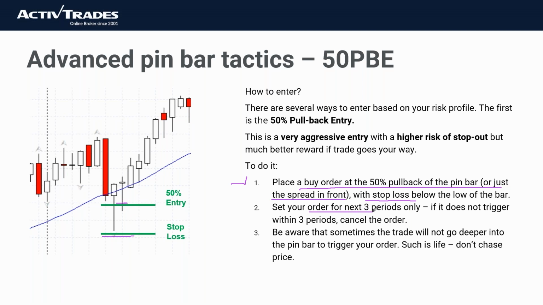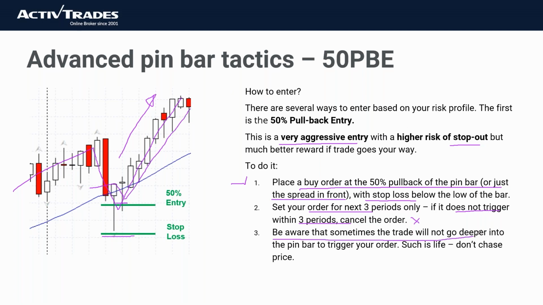So if this is a 4-hour candle, this means it's for the next 12 hours. You can do that on the platforms, the ActivTrades platforms. And if it does not trigger within those 3 periods, then the order should be cancelled, because what we're looking for is a quick pullback and for the dominant trend to re-exert itself and move. As I said, it is quite an aggressive entry, and it does mean there will be chances that you might either be stopped out or not even triggered in, because sometimes it might not even pull back 50% of the time. But this is what we're looking to do.